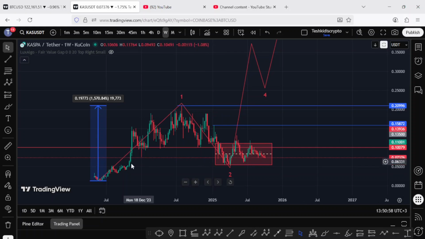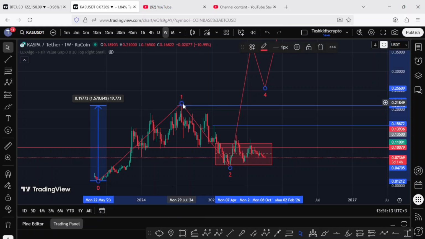And starting the video here on the weekly chart, from the lows we made back in 2023, we saw that aggressive bounce to the upside in a move that gave us a new all-time high above the 0.21 USDT mark, and also completed the formation of this larger wave 1.